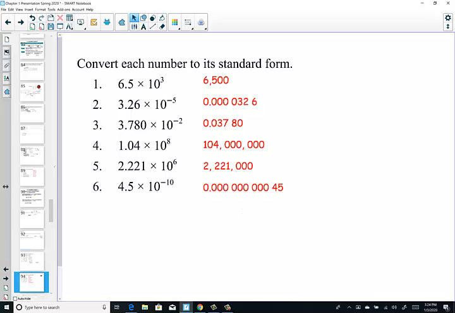Let's check our answers. 6.5 times 10 raised to the third power in standard form is 6,500. Notice I have 2 significant digits and 2 significant digits reported. Do not put a decimal at the end or the zeros would become significant.